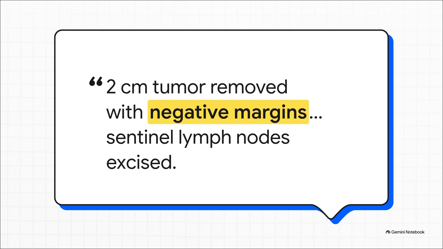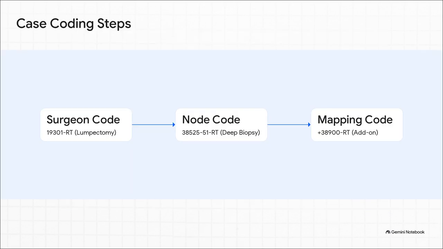Now, in the OR, our surgeon injects isosulfan blue dye for mapping. A lumpectomy is performed, removing a 2-centimeter tumor with negative margins. Through a separate incision, 2 blue-stained sentinel lymph nodes are identified deep in the right axilla and excised for frozen section. Let's sequentially assemble our surgeon's codes for this case based on the exact rules we just learned.